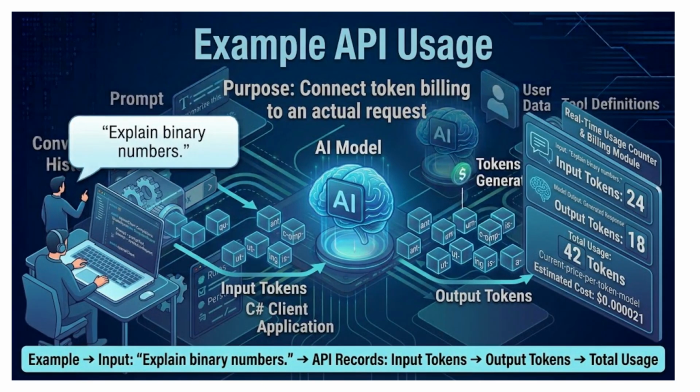Here is a simple API usage example. Suppose our C# application sends the prompt, "Explain binary numbers." The prompt is converted into input tokens and sent to the AI model. The model then generates an answer using output tokens. The API records both the input and output tokens. Together, they represent the total token usage for that request. This usage is then used to help calculate the API cost.